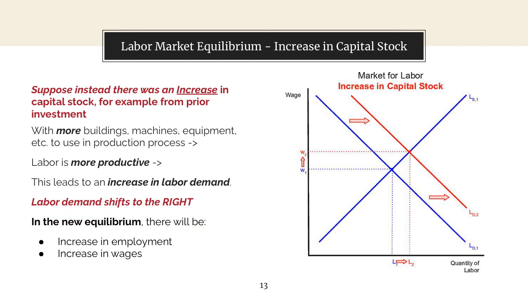And then in our equilibrium, we can see W increased, so there's an increase in wages, and L increased, so there's an increase in employment.